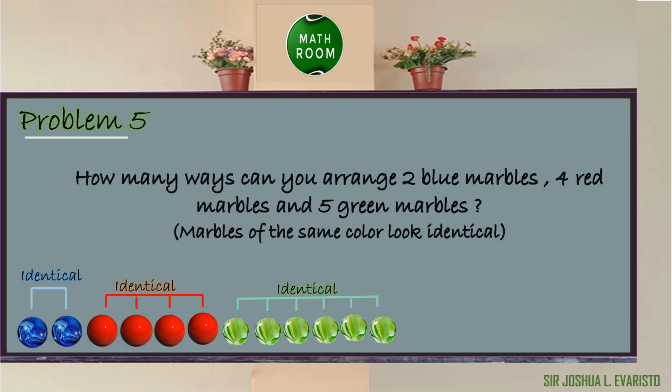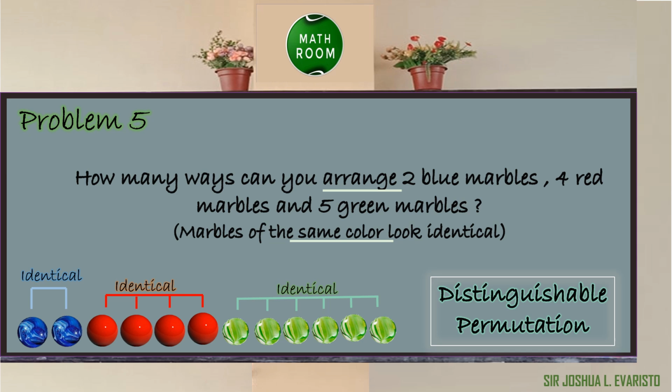Problem number 5. How many ways can you arrange 2 blue marbles, 4 red marbles, and 5 green marbles? Marbles of the same color look identical. According to the problem, the keyword used is arrange, meaning this is a permutation question. Also, according to the problem, some of the objects are identical. That's why the type of permutation that we're going to use is distinguishable permutation.